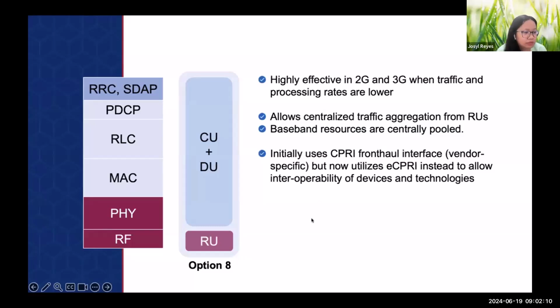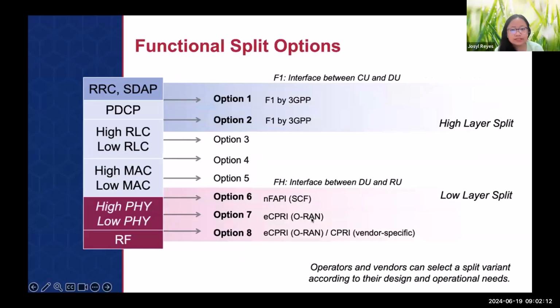So to summarize the different functional splits, you can see here we have options 1, 2, 6, 7, 8. There are also 3, 4, 5, but they are not as widely studied. In option 1, since we are looking at the CU and then the DU-RU, so two main blocks, the important interface there is the mid-haul interface. Our mid-haul interface is what we call F1 by 3GPP.